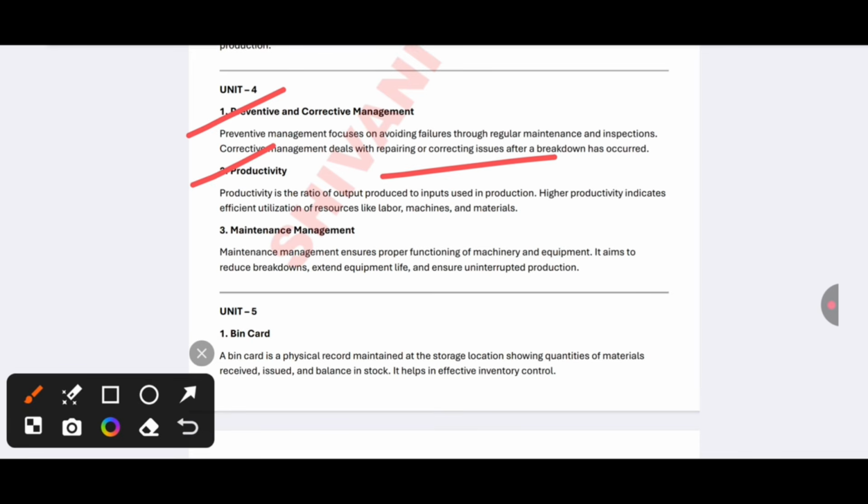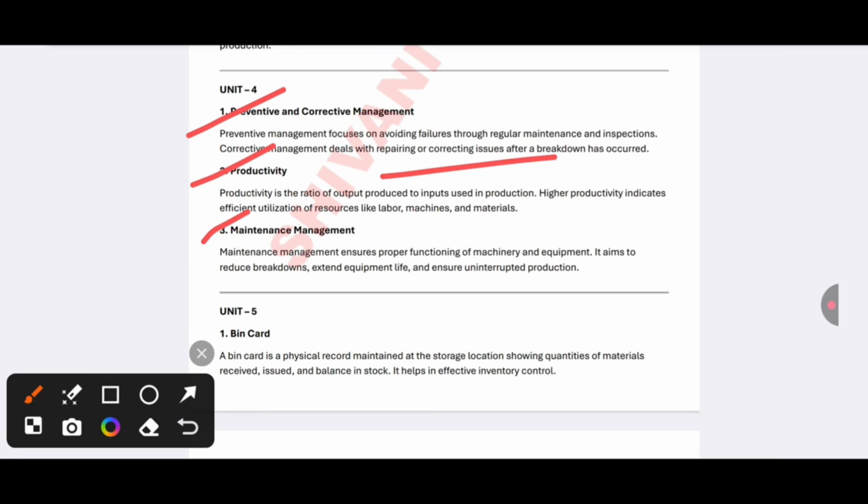Next one, productivity, means whatever the ratio of output produced by using the input is called productivity. So higher productivity will be helpful to get the higher utilization of resources. If you are getting higher outputs, you need to use higher labor, machinery and materials. Yes, then only you will get the higher productivity, the number of outputs will be increasing.